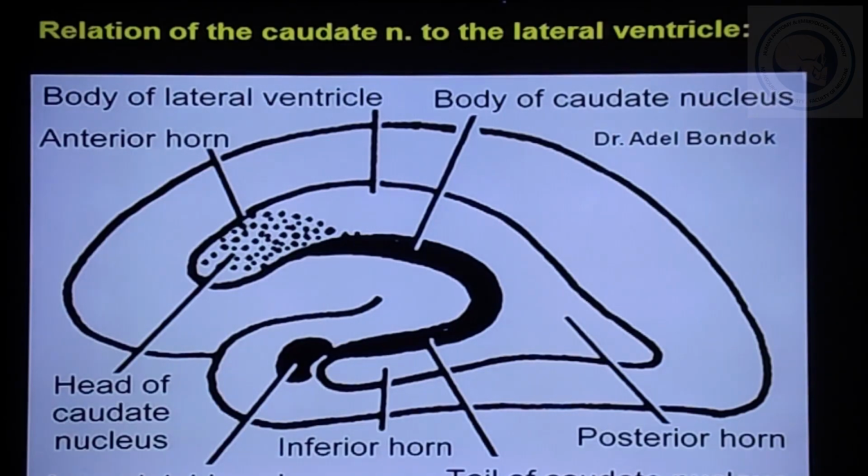What about the relation of the caudate nucleus? We know that it is a C-shaped nucleus having head, body, and tail, and the tail is continuous with the amygdaloid nucleus. What is the relation of this C-shaped nucleus to this C-shaped cavity? We will find the head of caudate deep or lateral to the anterior horn, while body of caudate forms the floor of the central part of the lateral ventricle, while the tail as well as the amygdaloid nucleus forms the roof of the inferior horn of the lateral ventricle.